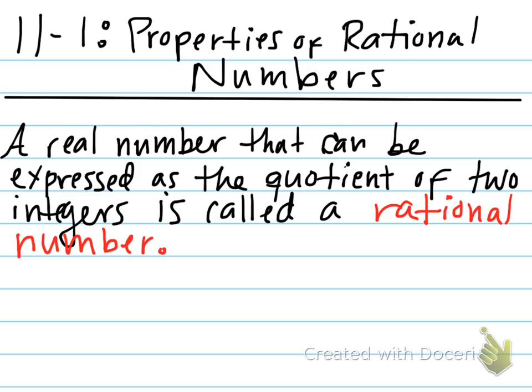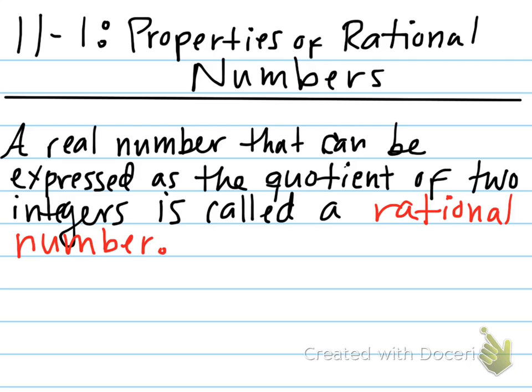In this chapter, you'll be learning about rational numbers, and those are real numbers that can be expressed as the quotient of two integers. Basically, another way to say this is anything that can be put into a fraction, almost anything, is a rational number. There are some exceptions, things that once divided have a repeating number after the decimal. Those are not rational. Those are called irrational.